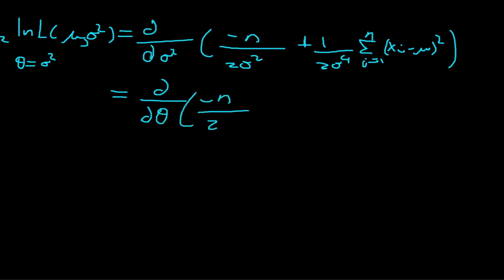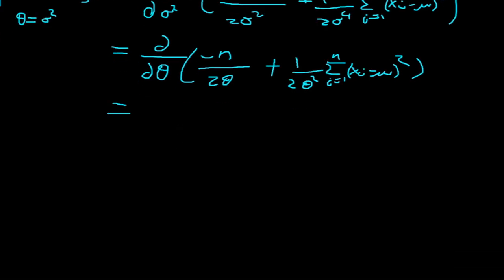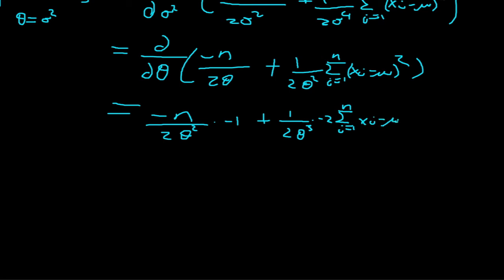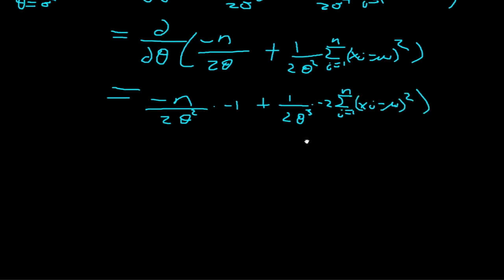Times minus 1 times sigma plus 1 divided by theta plus 1 divided by 2 theta squared times the sum from i equals 1 till n of (xi minus mu) squared. And of course this will just equal minus n divided by 2 theta squared times minus 1 for the chain rule, plus 1 divided by 2 theta raised to the third power times minus 2 times the sum from i equals 1 till n of (xi minus mu) squared.